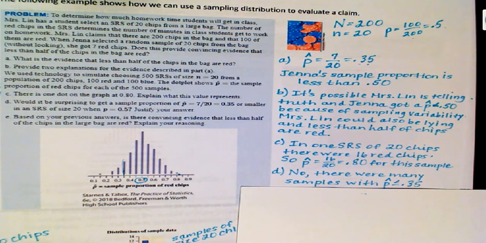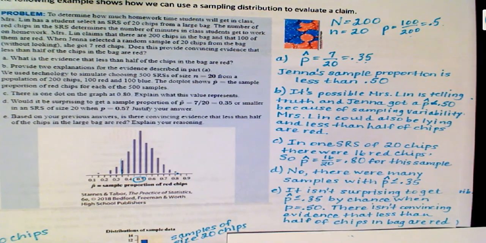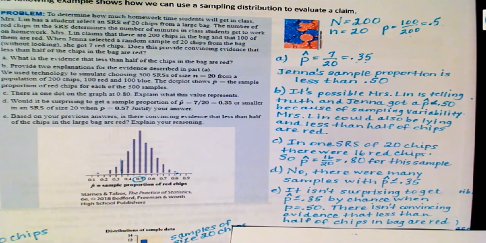Part E, based on your previous answer, is there convincing evidence that less than half of the chips in the large bag are red? Explain your reasoning. Okay, so I said that it isn't surprising to get p hat less than or equal to 0.35 by chance when p equals 0.5. There is not convincing evidence that less than half of the chips in the bag are red. Okay? You can look at this and tell. You've got some samples that were greater than 0.5, like I said. You have samples that were less than 0.5.